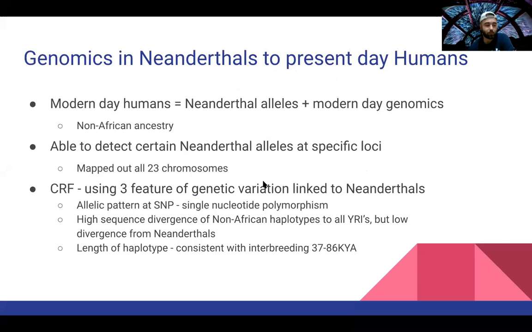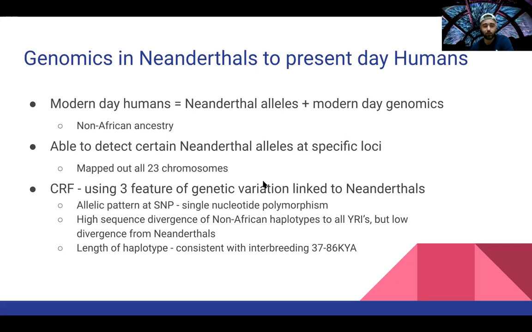So, pretty much the basis of the paper is that modern-day humans are a mix of a bunch of somewhat deleterious Neanderthal alleles in the genomics that we have today. And the Neanderthals are going to be the non-African ancestry, so people that came from right outside Africa. They were able to detect certain Neanderthal alleles at specific loci, and that's how they figured out who had these Neanderthal alleles. And they mapped out all 23 chromosomes to do so, which I'll show you on the next slide.